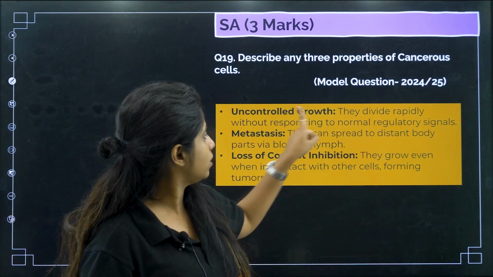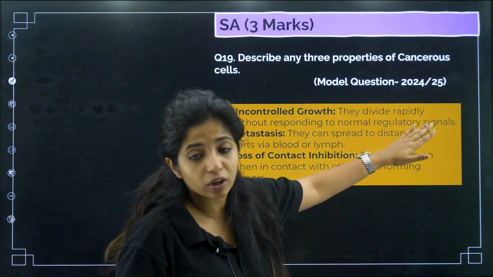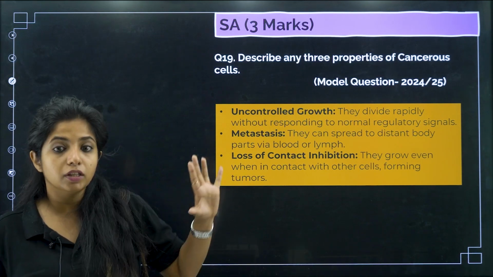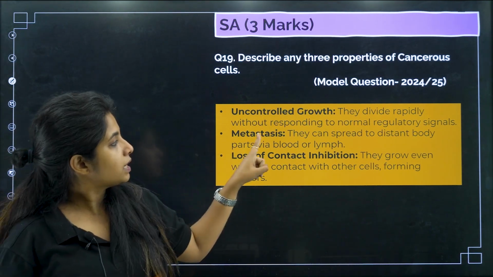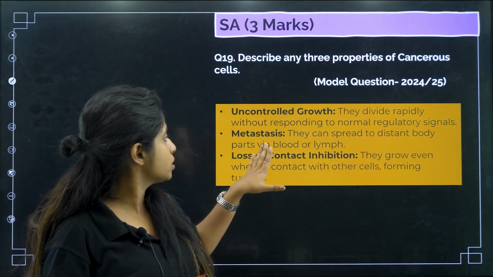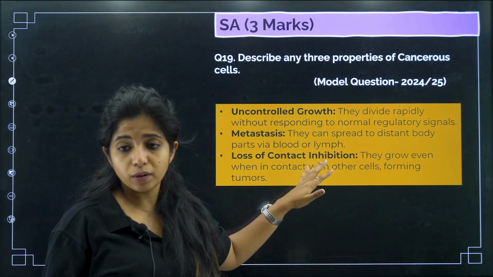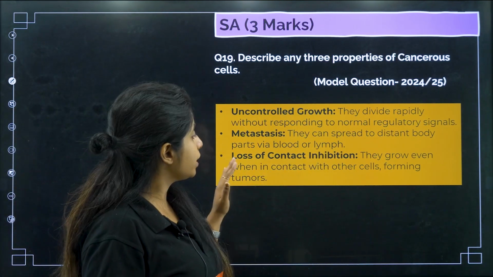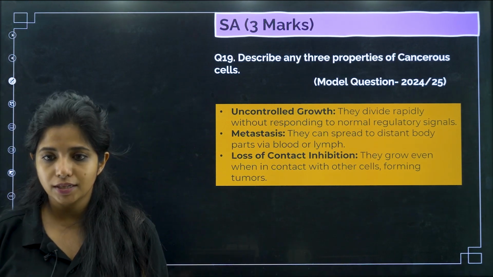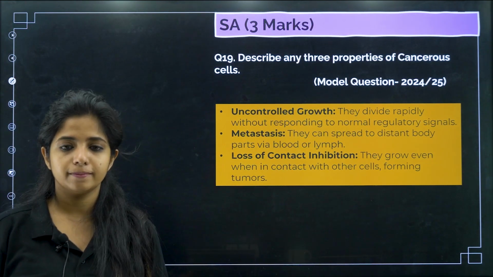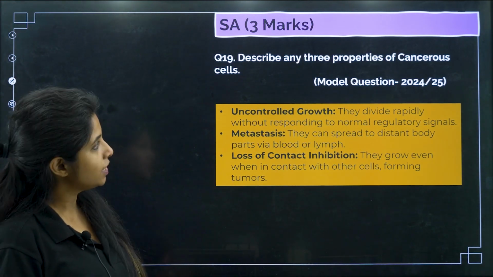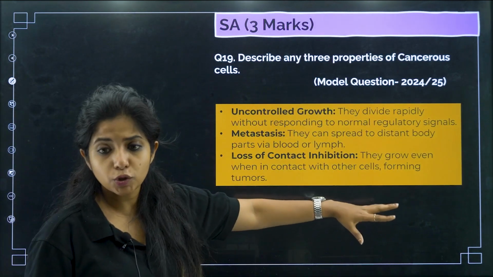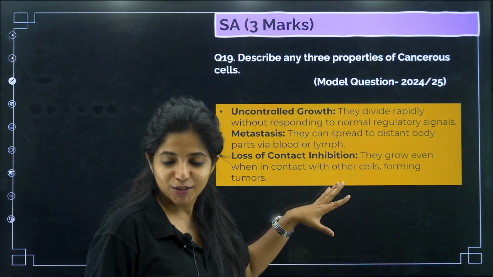Uncontrolled growth: they divide rapidly without responding to normal regulatory signals. There are signals in our body which control things, but over here they don't listen to anything. Metastasis: they can spread to distant body parts via the blood or the lymph. Loss of contact inhibition: they grow even when in contact with other cells, forming tumors. Cool. So this is a 3-marker question. We have started off with a 3-marker question. These are the 3 properties. It's a very direct question that has come. I hope you're getting the answer.